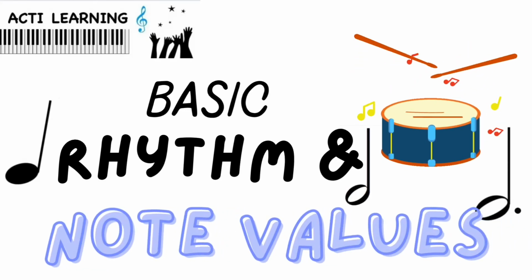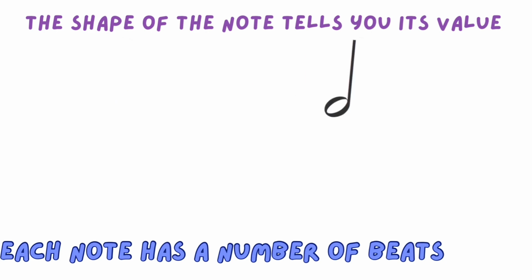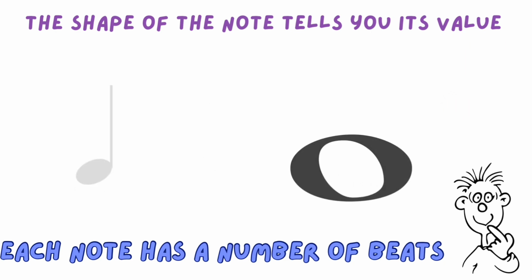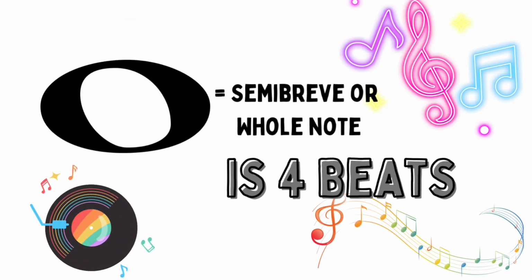Today we'll be looking at basic rhythms and note values. The shape of the note tells you its value. Each note has a unique shape which is associated with a certain number. A semi-breve is 4 beats, like 1, 2, 3, 4. It's also called a whole note.